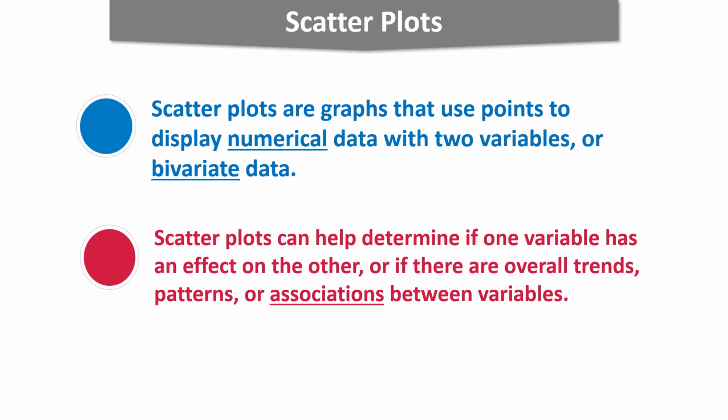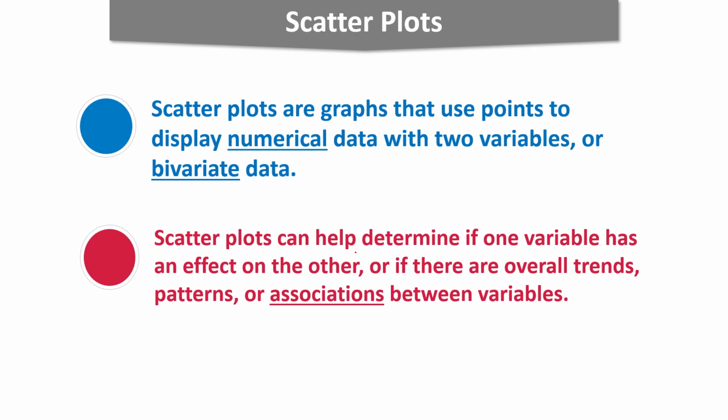All right, so a few definitions here. Scatter plots are graphs that use points to display numerical data with two variables, or bivariate data. So numerical data is just anything that we can measure with numbers. So height would be numerical, weight would be numerical, an amount of money would be numerical. And then bivariate data just means we're measuring two different variables.